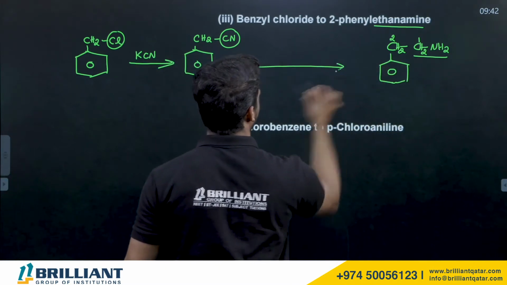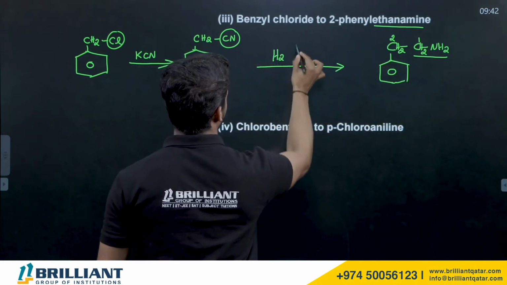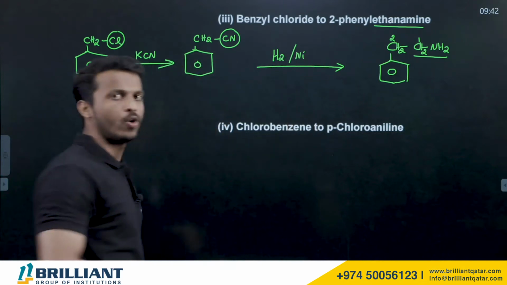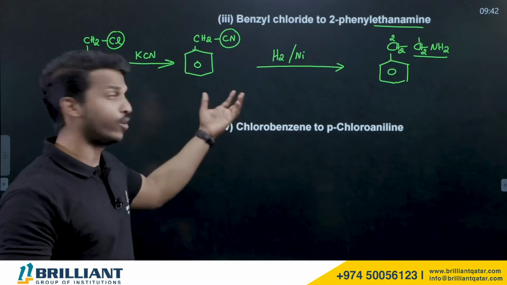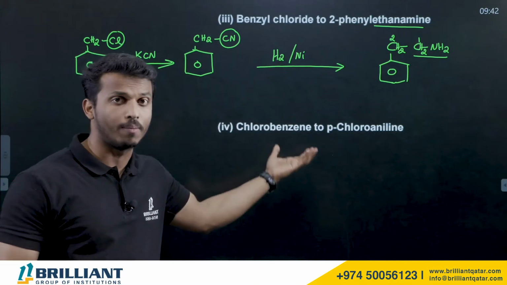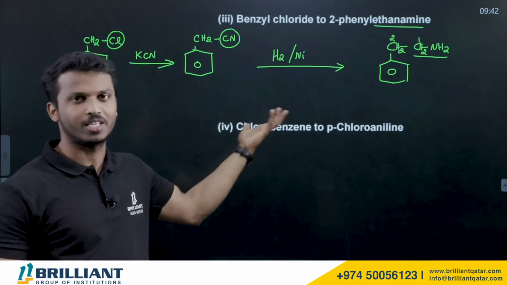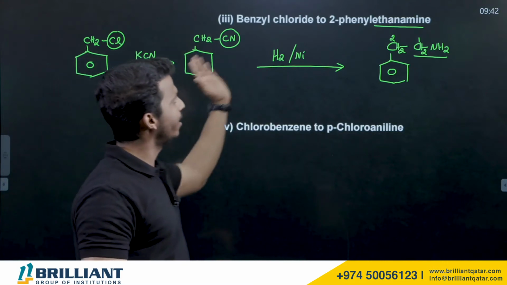So cyanide on reduction, you will get CH2NH2. The reducing agent is which one? We are using hydrogen in presence of nickel. Or we can use the strongest reducing agent, lithium aluminum hydride, or we can use sodium amalgam with ethanol. Any of the reagents is fine for the reduction of cyanide into amine.